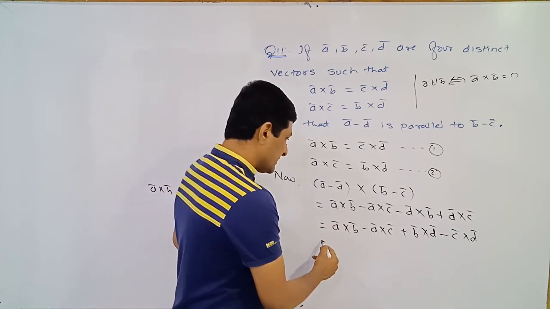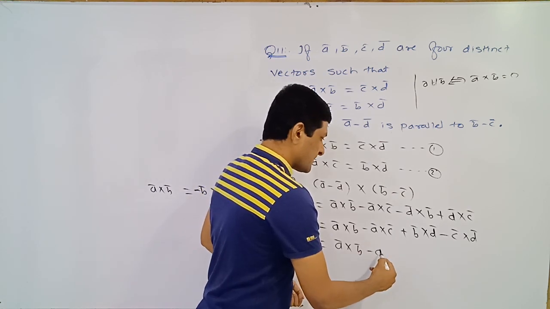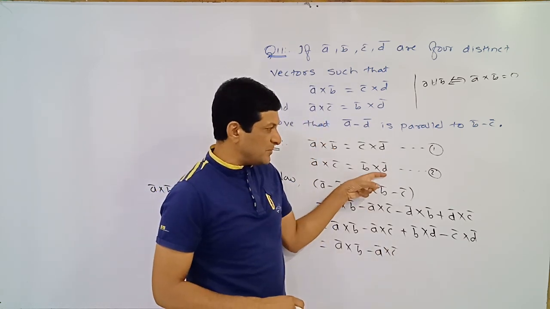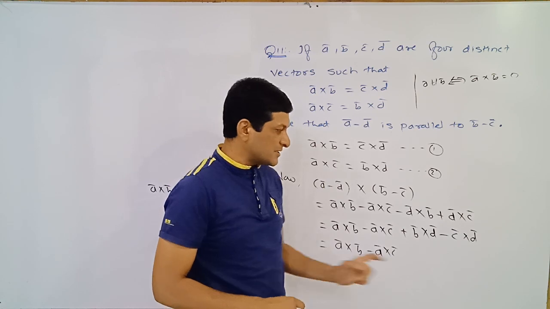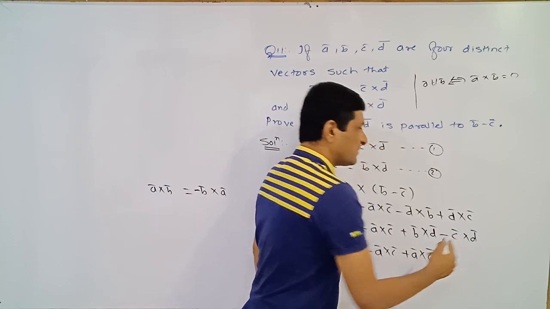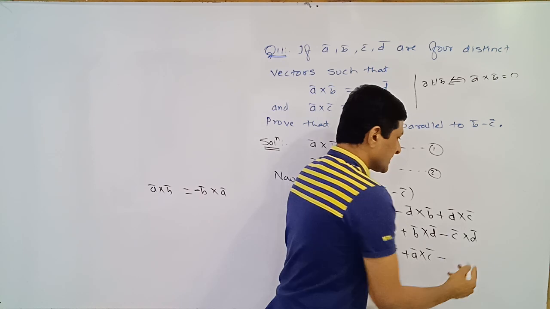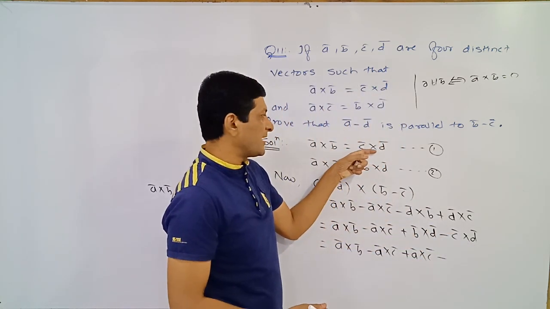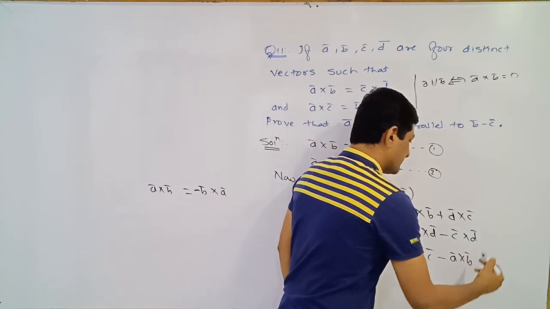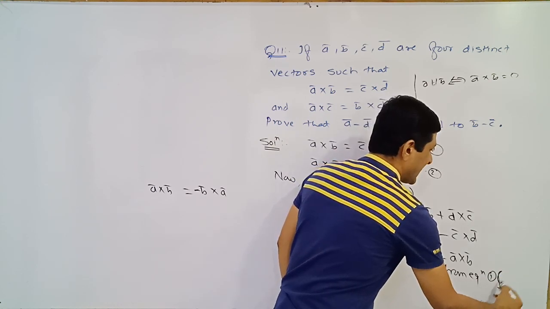Well, now observe. Keep the first term as it is, a bar cross b bar, and minus a bar cross c bar also as it is. According to equation number second, b bar cross d bar can be replaced by a bar cross c bar. This value we are substituting from equation number second. And here minus, keep it as it is, c bar cross d bar. This c bar cross d bar can be replaced by a bar cross b bar from equation number first. These values we are substituting from equations first and second.